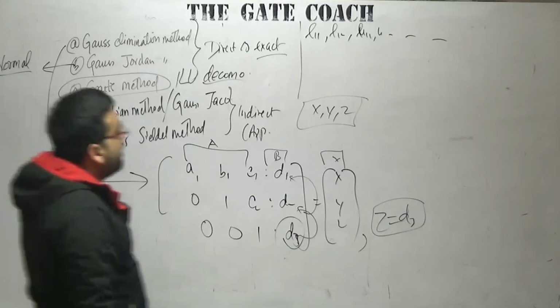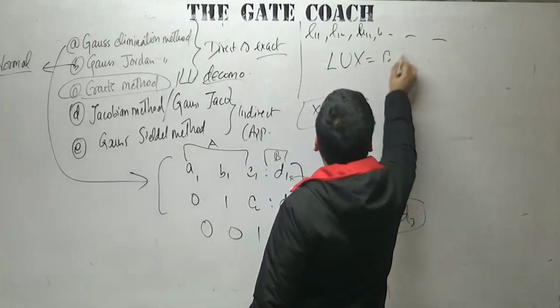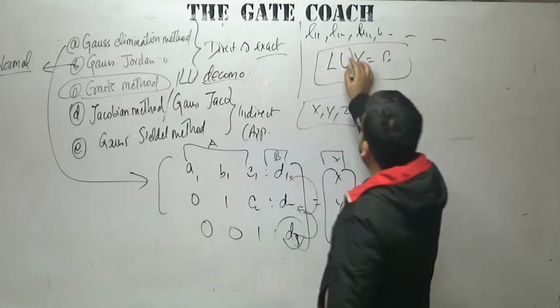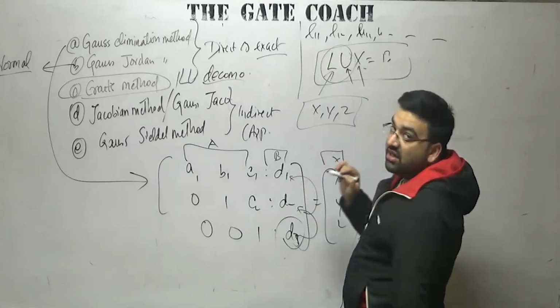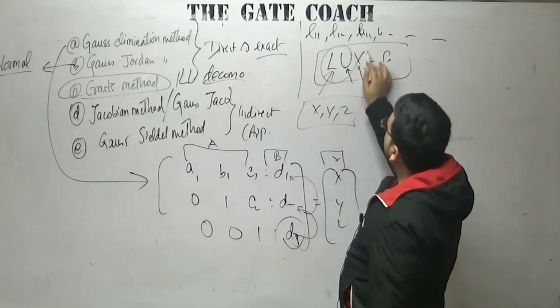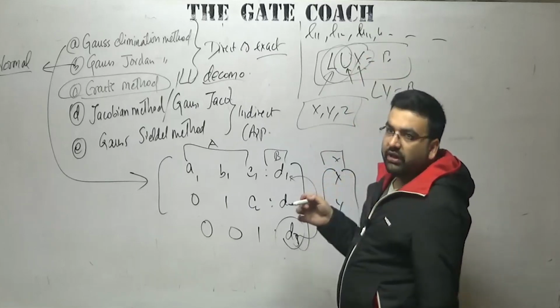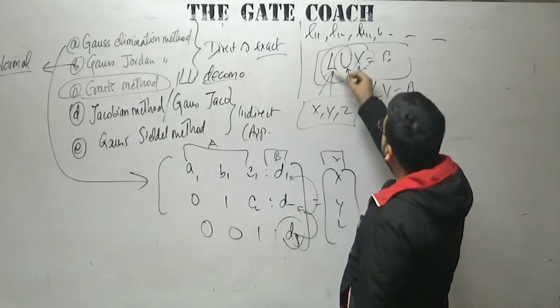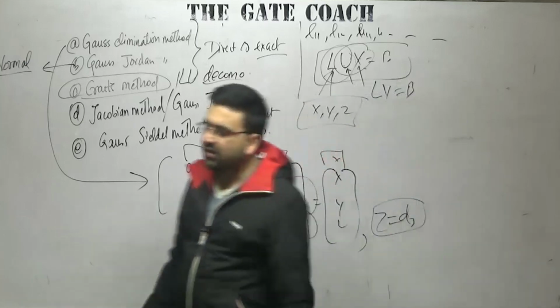Then I told you that there is a formula which is called LUX. LUX is equal to B. So this matrix A has been broken into a lower triangular and an upper triangular. Then we have this X and we have this B. Then we have this U and X, we say that is Y. LY is equal to B. Right? And then we know the value of this L, we know the value of this U. Then we calculate the values of X, Y and Z.